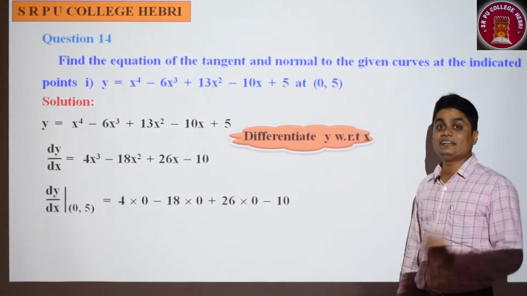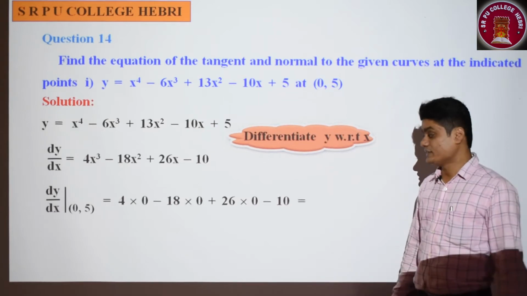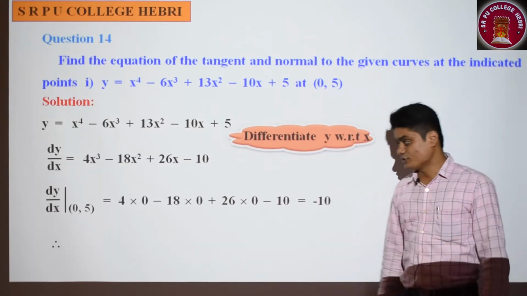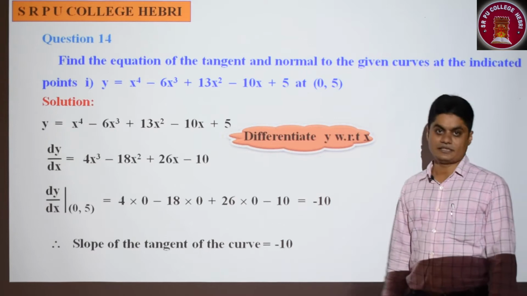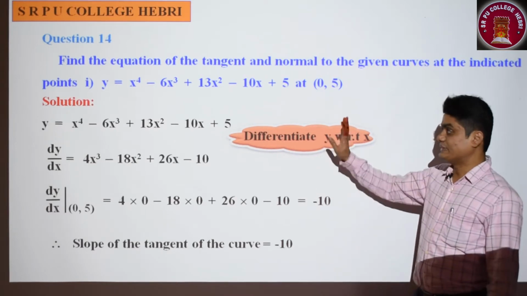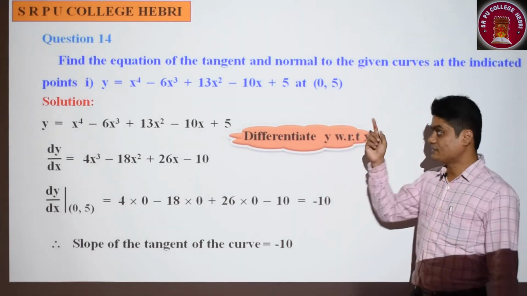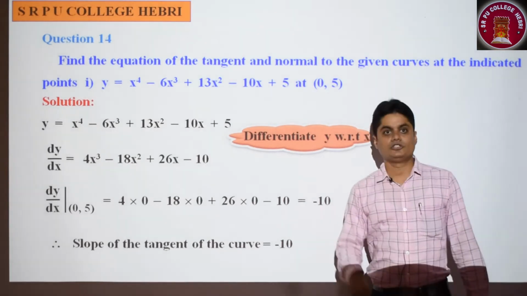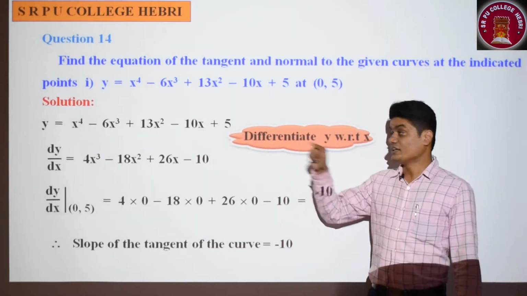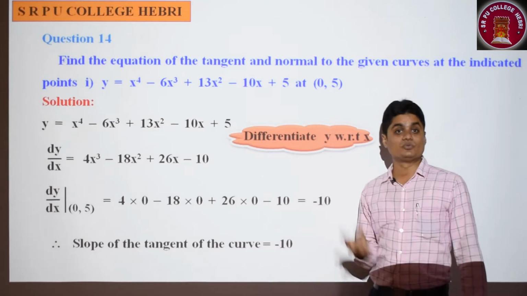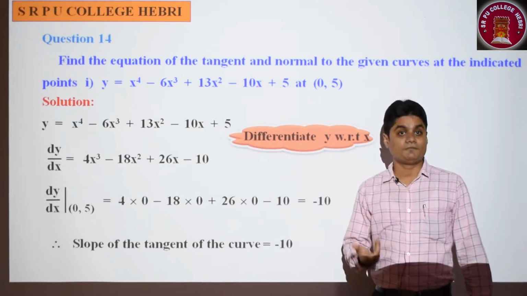So what does this represent? It represents the slope of the tangent to the curve. So it's minus 10. But it is not over. They didn't ask to find the slope of the tangent, they asked to find the equation of the tangent. So when you know the slope, how do you get the equation? See, you know one more piece of information, the point. So which form is required? The slope point form.